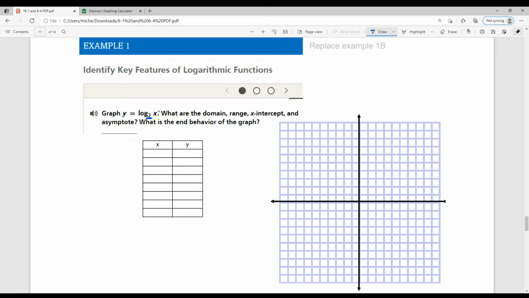Do you see how this base is 2? That tells me which exponential function this log function is an inverse of. So log base 2 of x is the inverse of y equals 2 to the x power. So whatever that base is, that's the base of its inverse. So let me just remind you of what the table for y equals 2 to the x looks like.